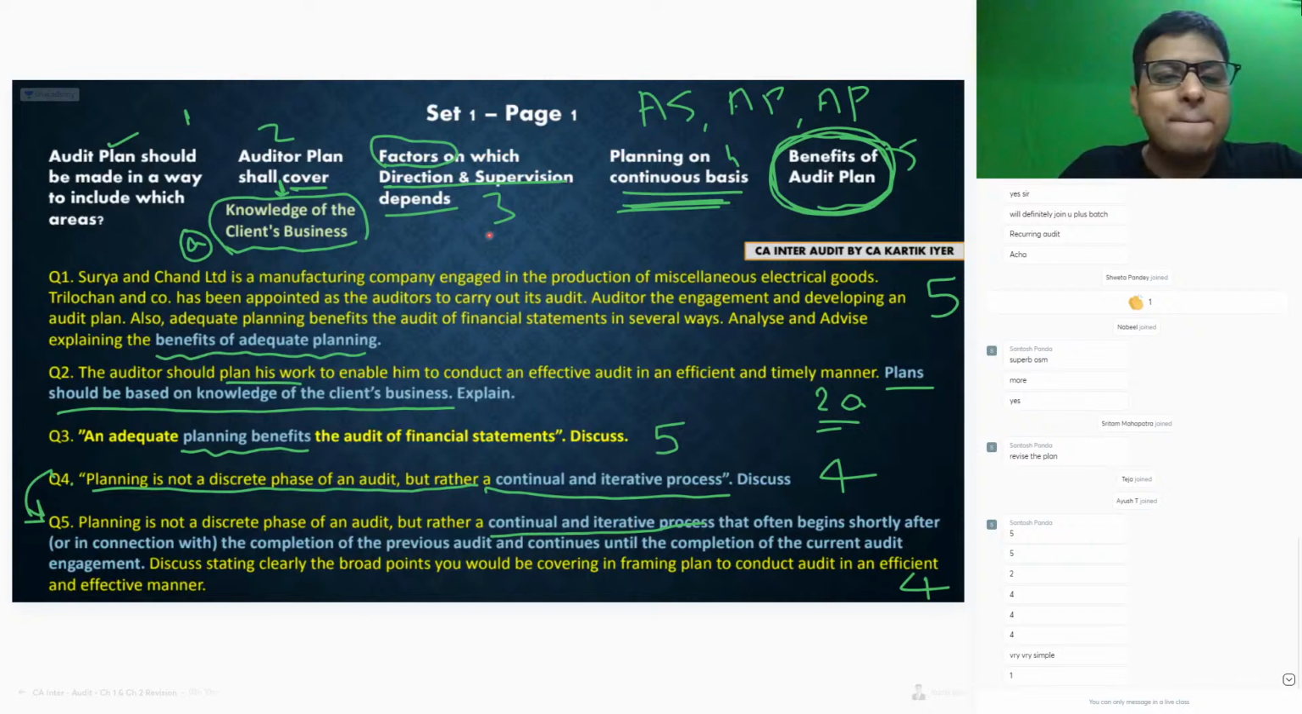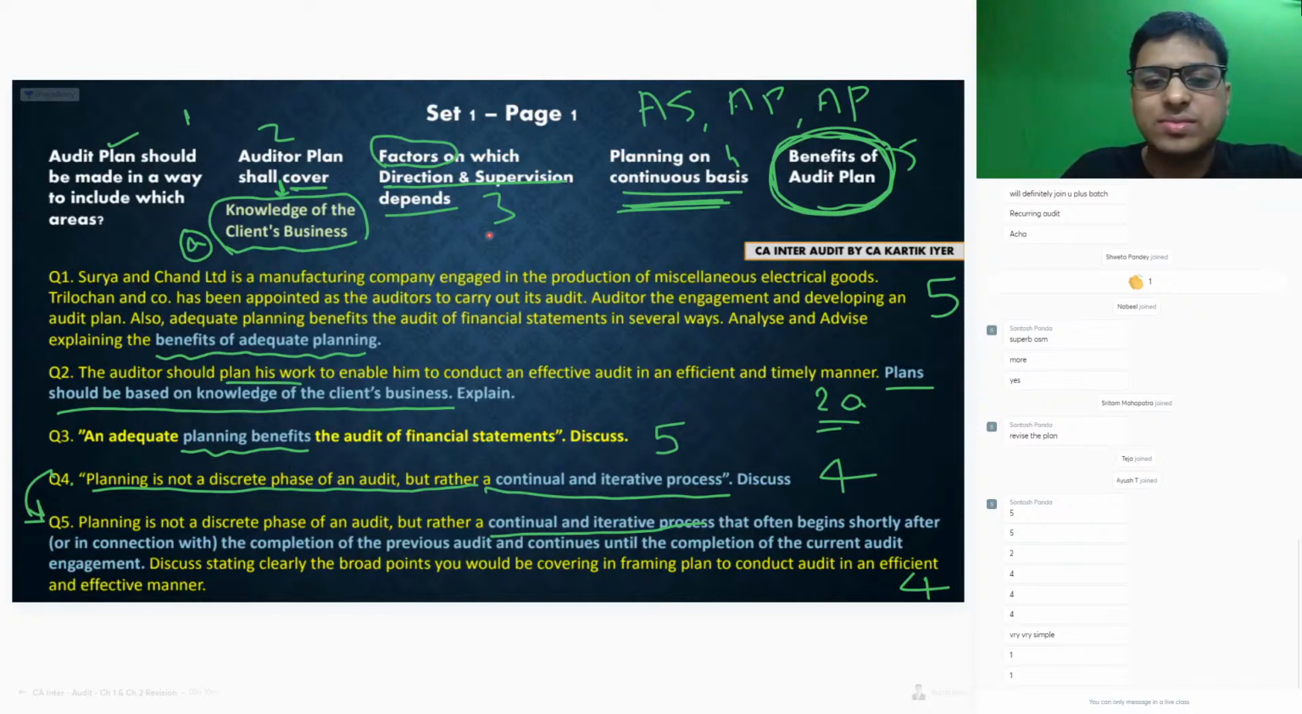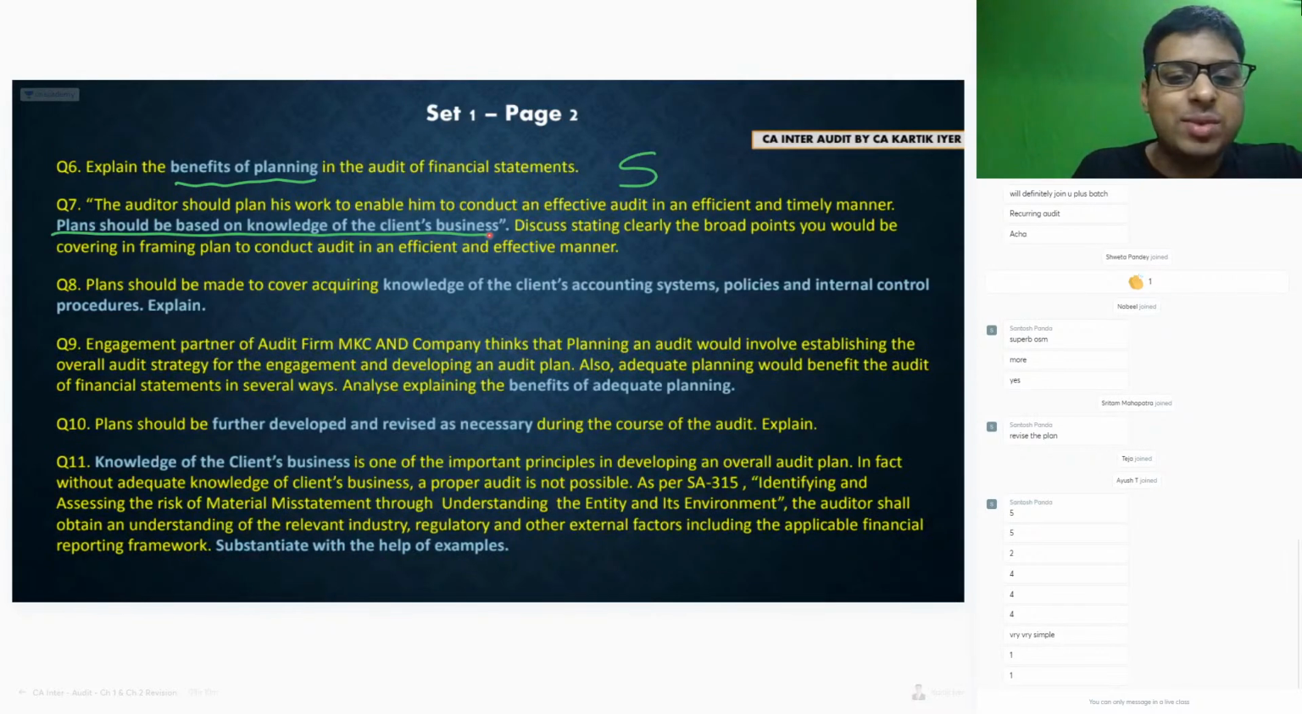Santosh Panda, see carefully. The answer will be 2A. That is knowledge of client business. This is called KOCB. Knowledge of client's business. Okay.